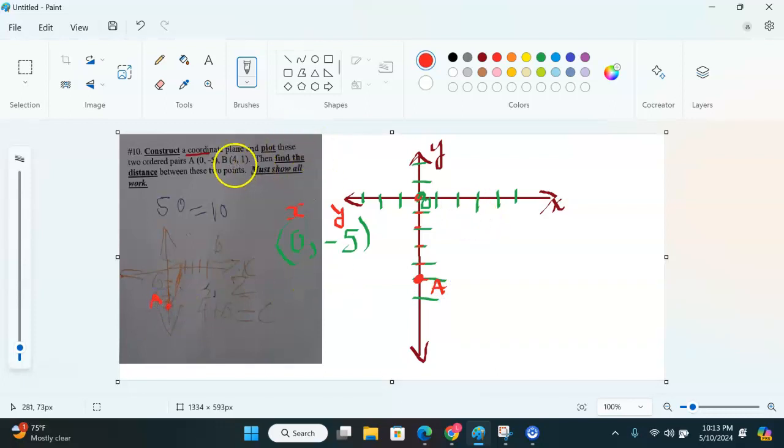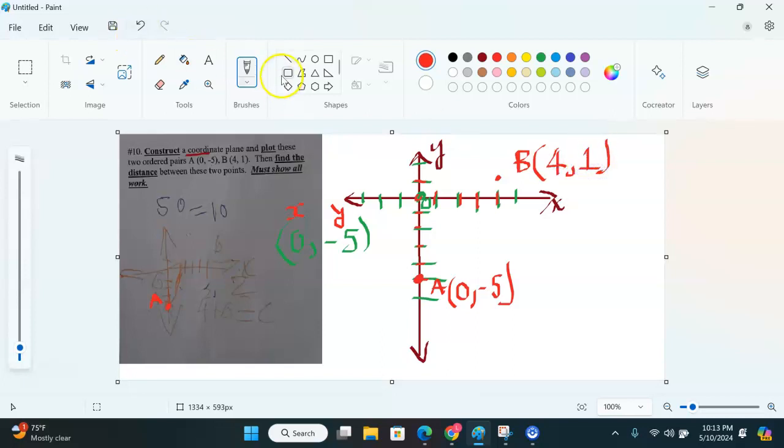And then point B is 4, comma, 1. 1, 2, 3, 4. That's the x. And the y goes up 1. So 4, comma, 1 is right here. That's 4, comma, 1. So that's point B. Okay. Again, point A is 0, comma, negative 5. And point B is 4, comma, 1.